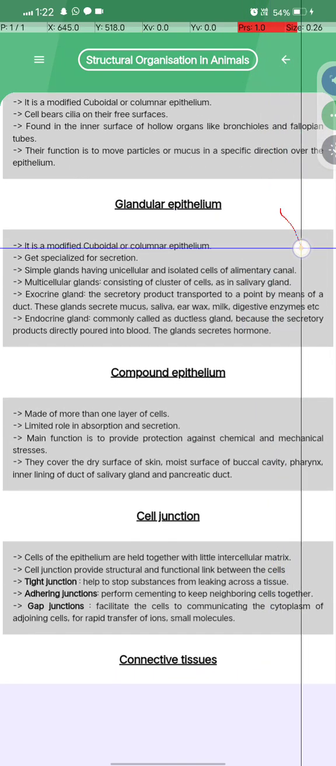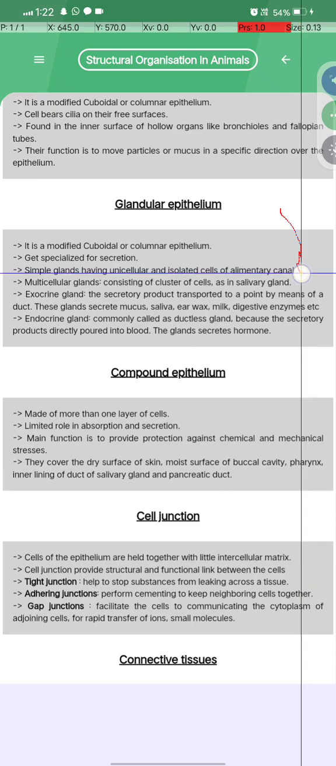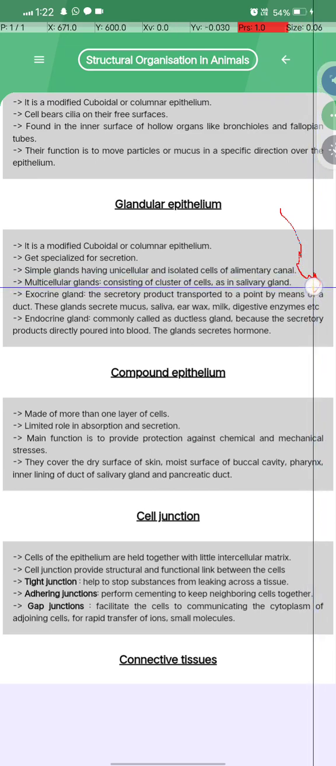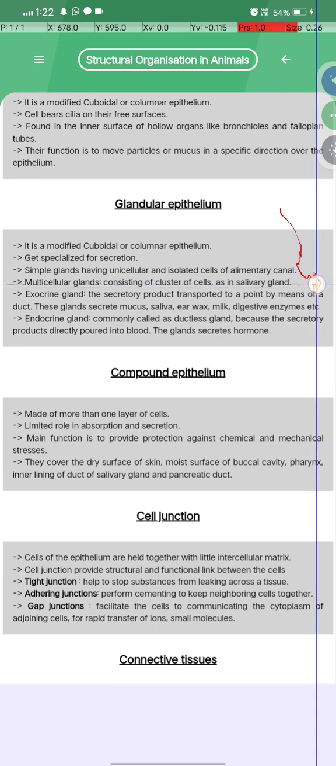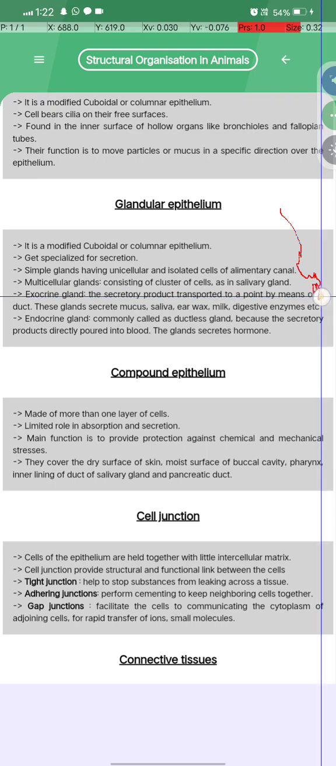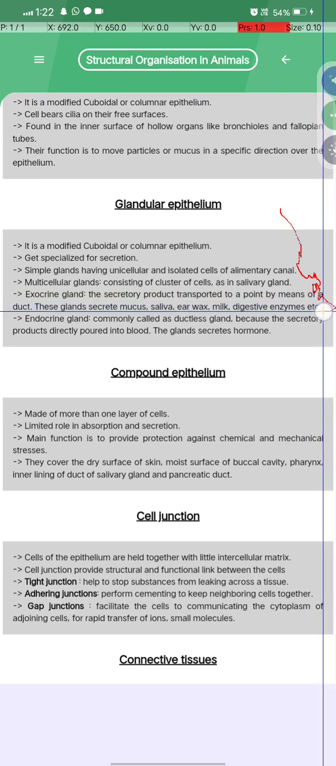Glandular epithelium is a modified cuboidal or columnar epithelium specialized for secretion. Simple glands are unicellular, isolated cells of the alimentary canal, and there are multicellular glands consisting of clusters of cells, such as the salivary gland. Exocrine glands transport their secretory product to a point by means of a duct, and these glands secrete mucus, saliva, earwax, milk and digestive enzymes.